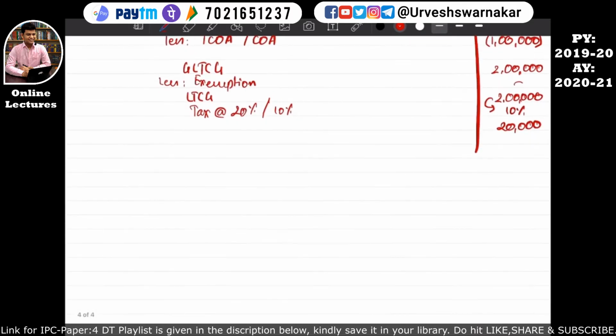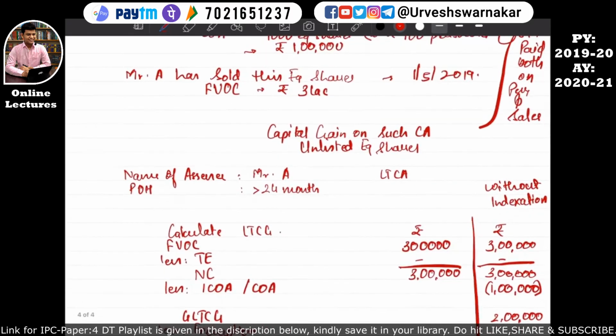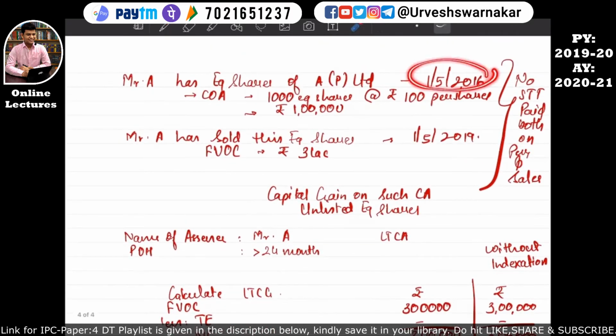Now we will calculate the index cost of acquisition. The index cost of acquisition is equal to the actual cost of acquisition of the asset, that is 1 lakh. The asset is transferred in the previous year 2019-20, and the cost inflation index of that previous year 2019-20 is equal to 289. So we need to find out the cost inflation index of the previous year 2016-17.